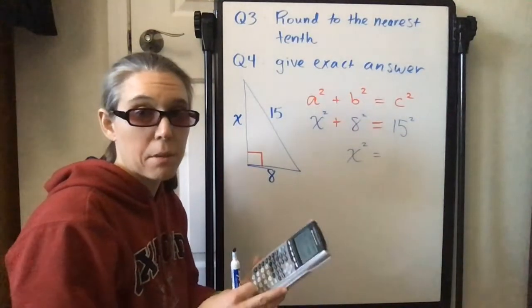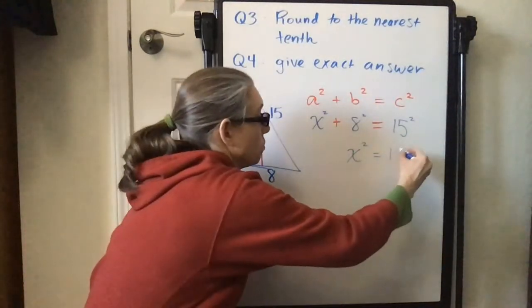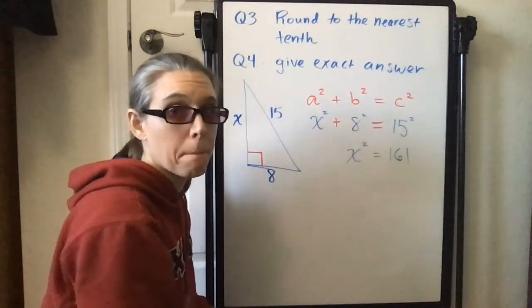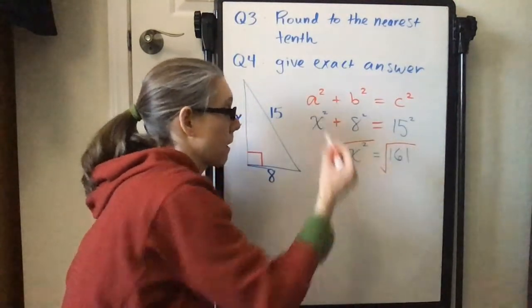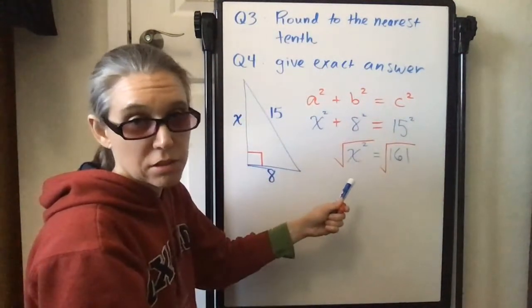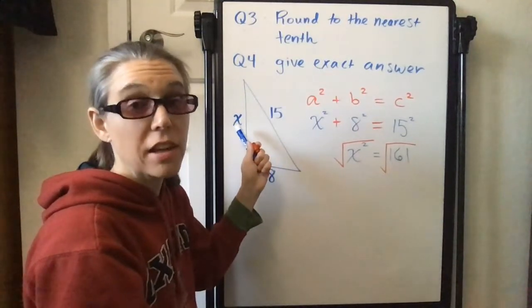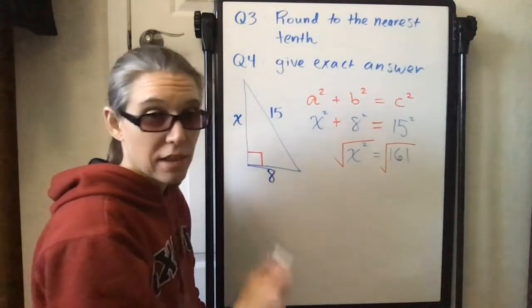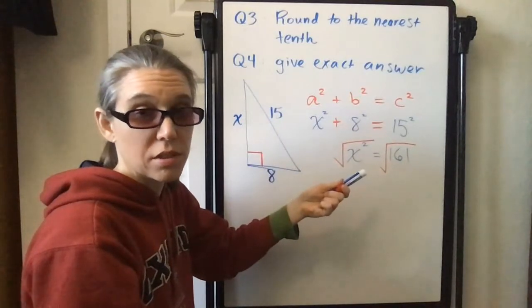15 squared minus 8 squared is 161. Then you take the square root of both sides. You do not need to put plus or minus. It is assumed that x is a positive value because it is a side length of a triangle. The exact answer, the kind that question 4 requires, would be square root of 161.